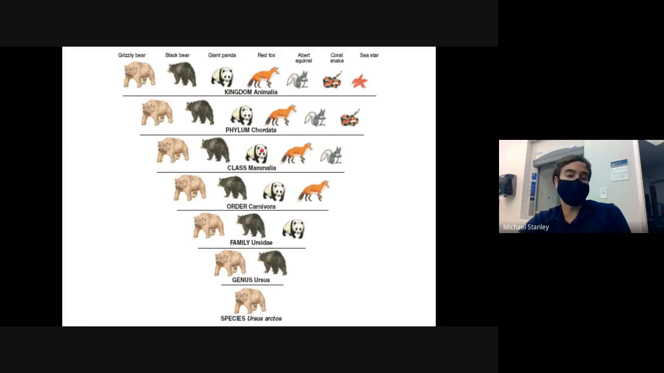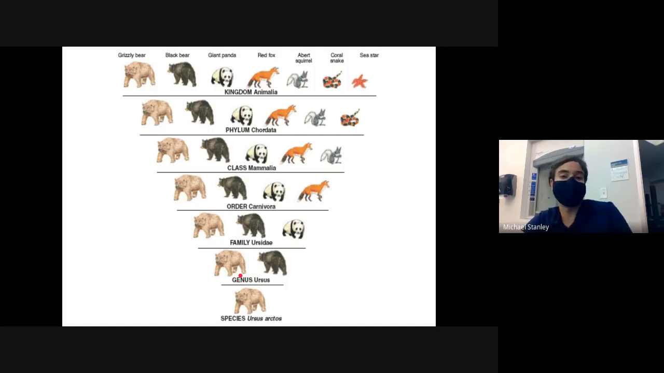So kingdom, phylum, class, very big, broad categories that encompass a lot of different organisms. But the more you narrow it down, the closer and closer you get, the more and more similarities that you find, the narrower and narrower your categories get.